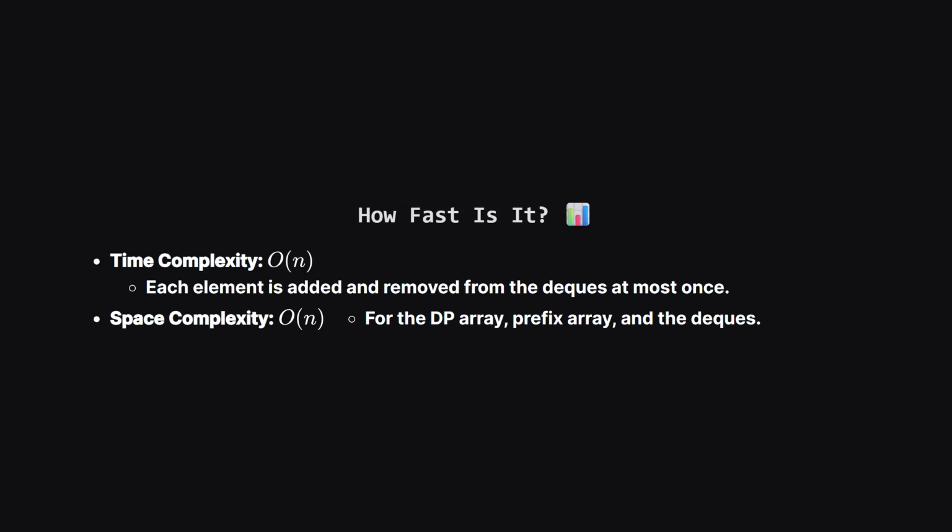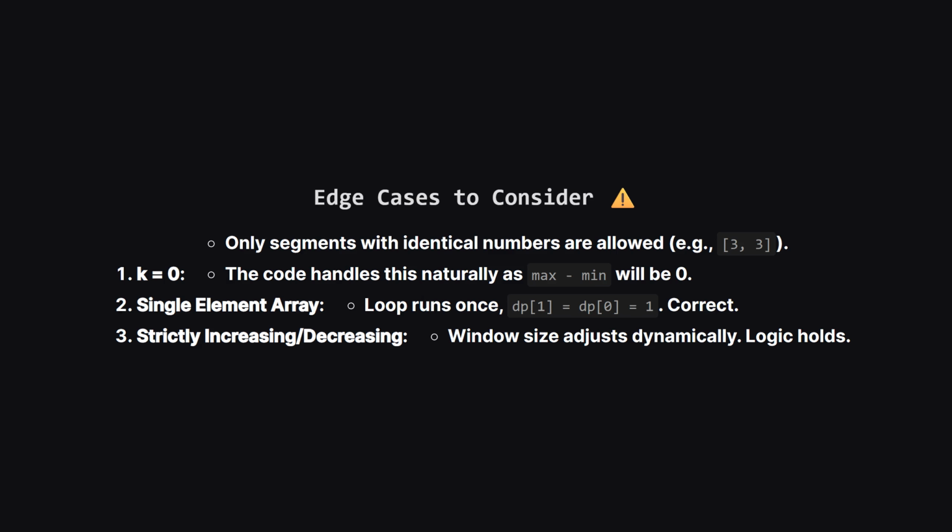So how fast is this optimized version? Since every element is added to and removed from our queues at most one time, the time complexity is big O of n, or linear time. This is the best we can do. The space complexity is also big O of n, because we need to store the DP array, the prefix sum array, and our queues. Before we finish, let's quickly touch on edge cases.